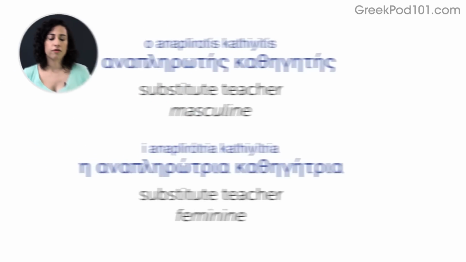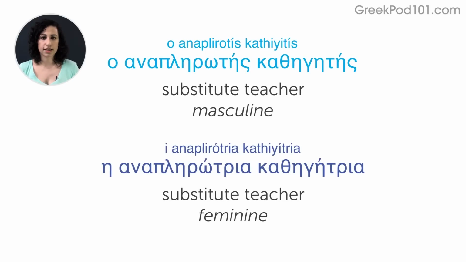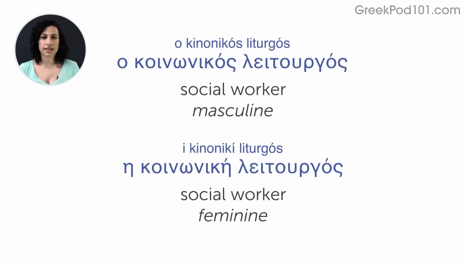Of course, not all professions are expressed with single noun words. There are many professions that consist of either two nouns or an adjective and a noun. In the first case, the feminine versions of both nouns rely on what we discussed in this video. For example, ο αναπληρωτής καθηγητής becomes η αναπληρώτρια καθηγήτρια, substitute teacher. In the second case, the adjective will always agree in gender with a noun. For example, ο κοινωνικός λειτουργός, η κοινωνική λειτουργός, social worker.